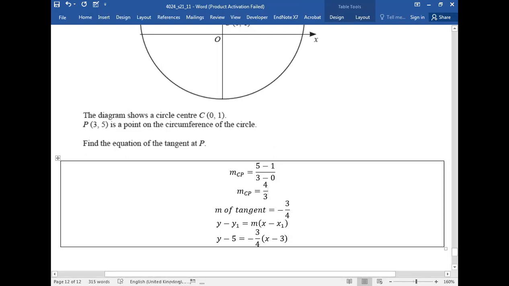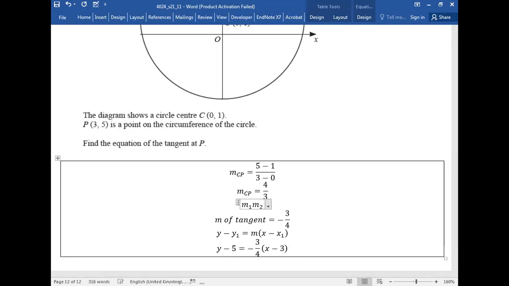For perpendicular lines, either we use this equation, m1, m2 is -1 for perpendicular lines. और एक आसान तरीका क्या होता है? We say that the gradients are negative reciprocals of each other. Is this clear, class?